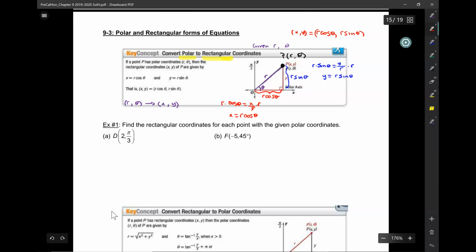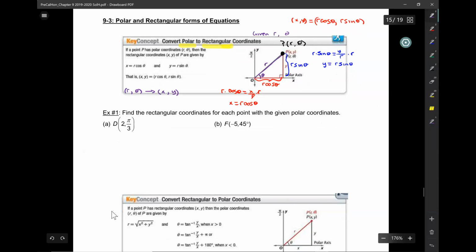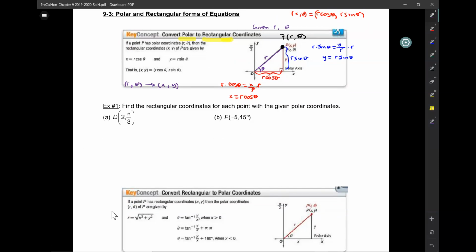Okay, let's do an example and see what we're talking about. If you ever wanted to put anything on a cheat sheet for these, it would be this and this. Okay, these are definitely cheat sheet worthy. So here it says find the rectangular coordinates for each point with the given polar coordinates. So basically, what do I have here? I have r and I have theta. I want x comma y.